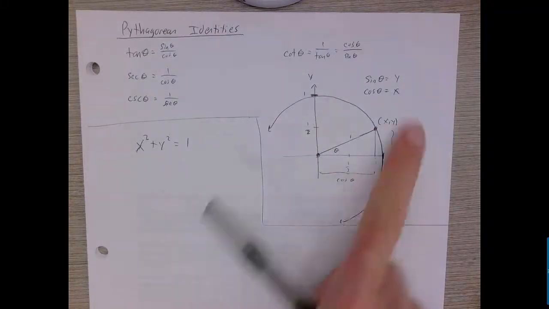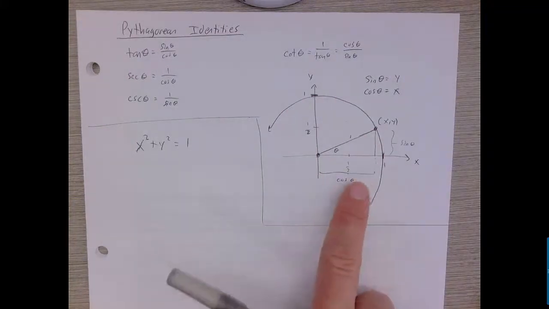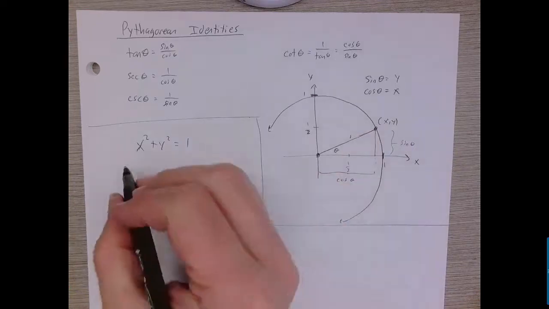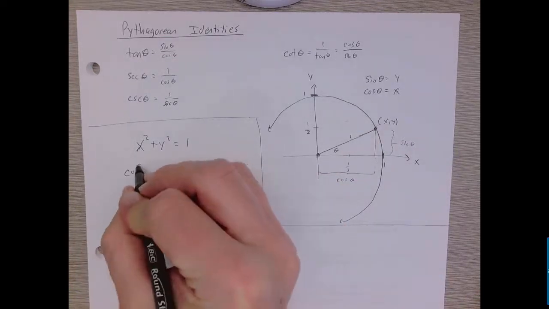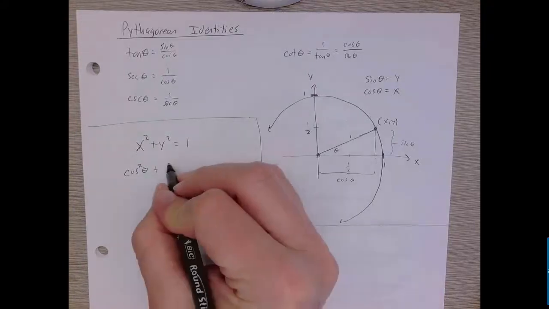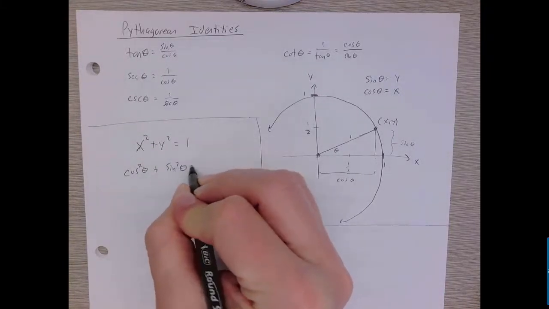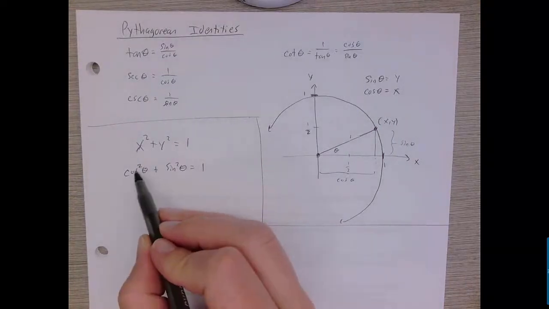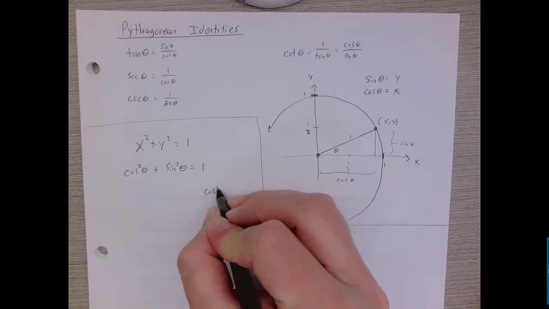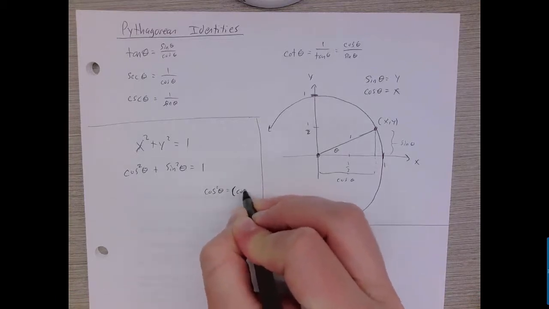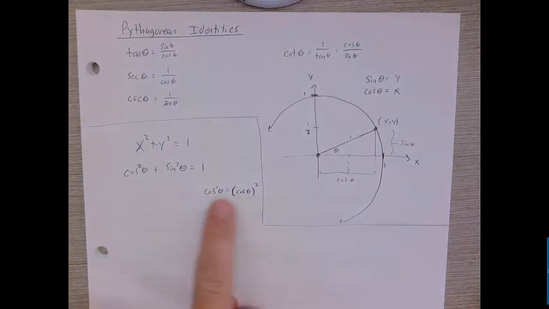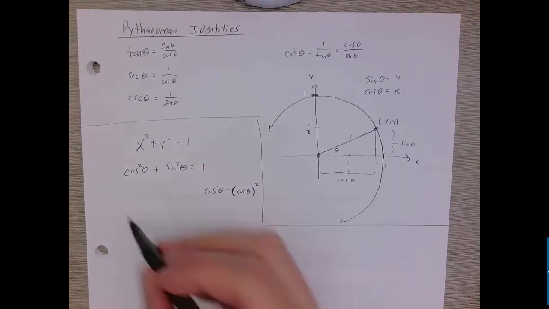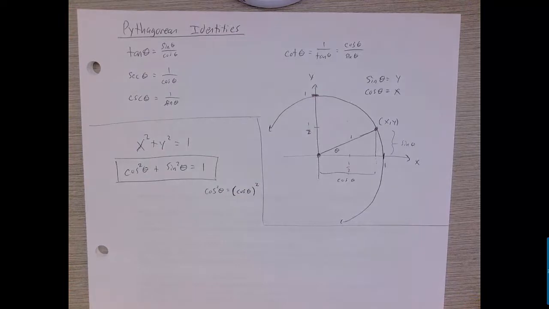And now for the reasons that we just said, here on the unit circle, the x-coordinate is the same thing as cosine theta. So x squared turns into cosine squared theta. y squared turns into sine squared theta. And then 1 is still 1. Just a quick note here: this squared right here is another way of saying quantity cosine theta squared. So this is just a notational thing, a different way of notating cosine theta squared. Okay, so this is the first and most useful of the Pythagorean identities.